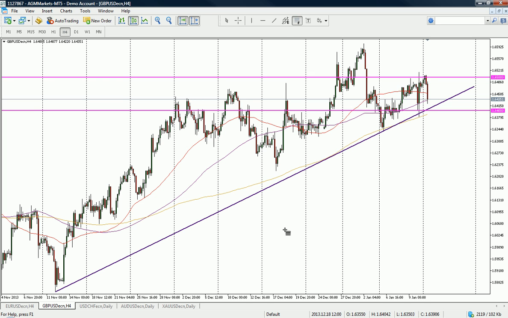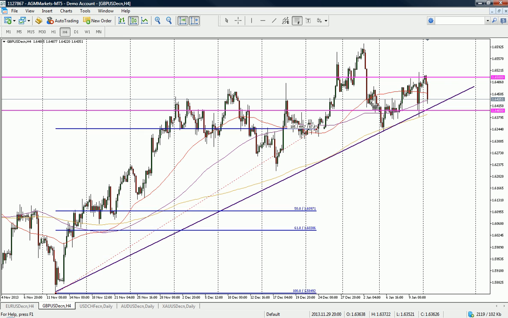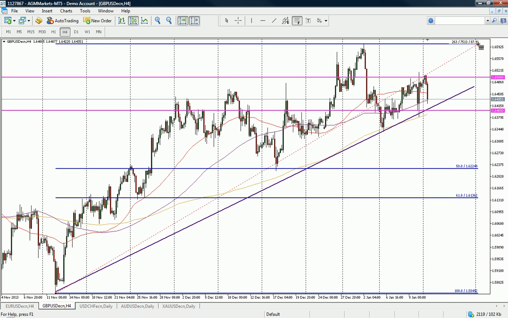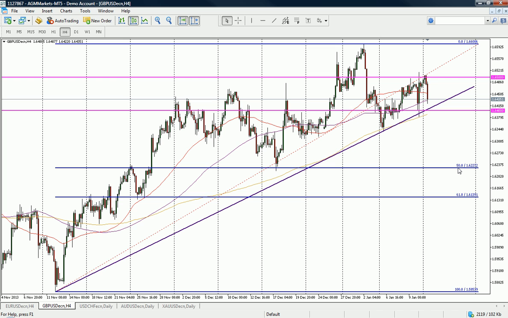If we close below those, a significant close below, then this would be a key fib that a lot of people will be looking out for, I'd have thought. The 50% comes at the 1.6227 there, and surprise, surprise, you can see it's key previous support there as well. So that should be an interesting one to look out for on the cable.